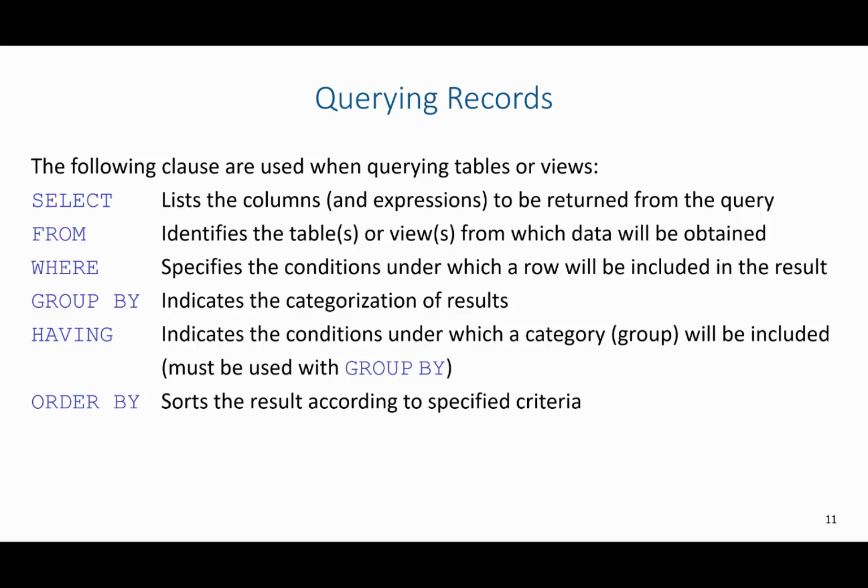commands. There's group by that's going to categorize results based off of some condition. There's having, which is going to indicate the conditions where a group will be included. So having is the same as the where, except for with grouped records. And then finally, there is order by, which sorts records in a specific order.